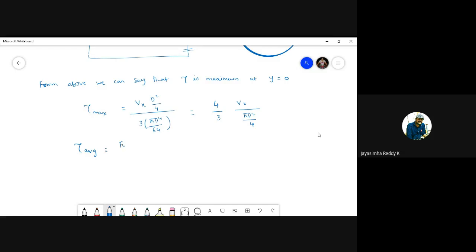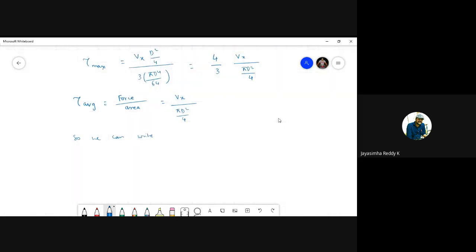Tau average, we know that stress is nothing but force by area. So what is force, students? Force is nothing but Vx. Area of the circle is pi d square by 4. So we can write tau max is equal to 4 by 3 of tau average. Is it clear? This is very important for your competitive exams, students.